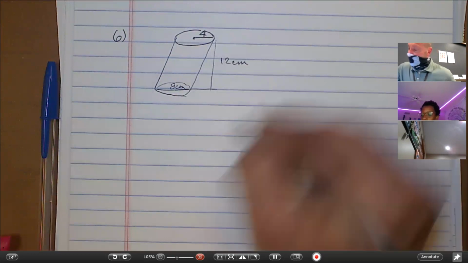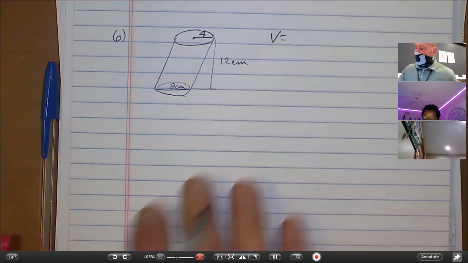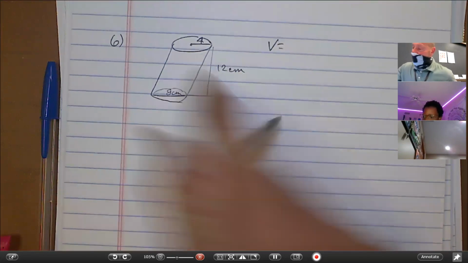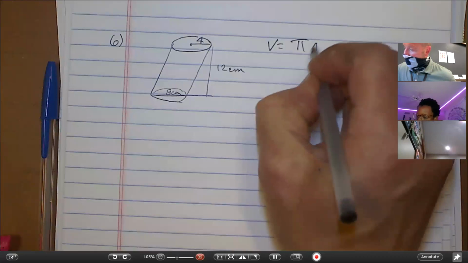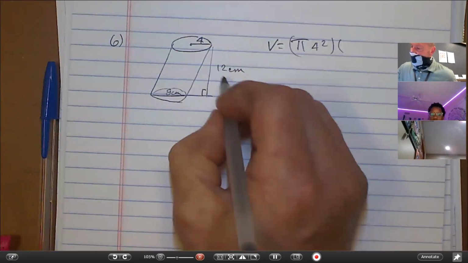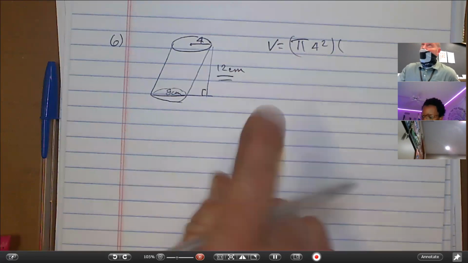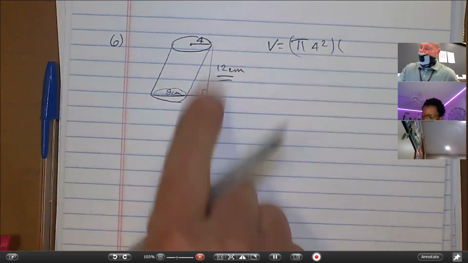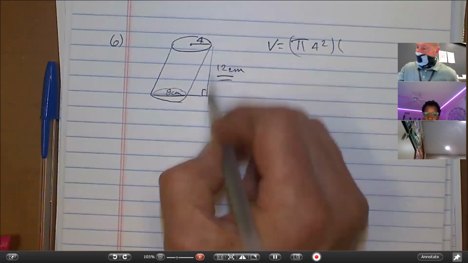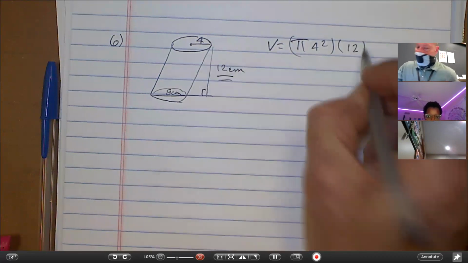Now, to find the volume of this, we're going to use the exact formula we just talked about. What's the area of the base? Pi times 4 squared. What's the height? When we use the letter H, the height is always the perpendicular height. Just like in a pyramid, we had something different for a slant height, and we used L for that. In this case, the height's always perpendicular, and that becomes a 12.